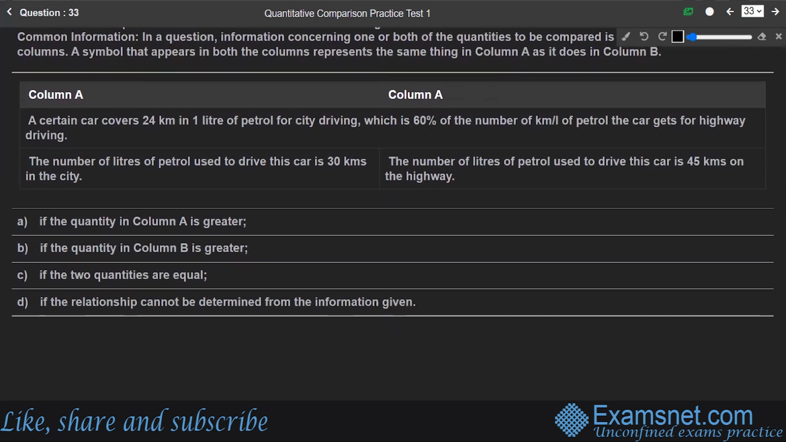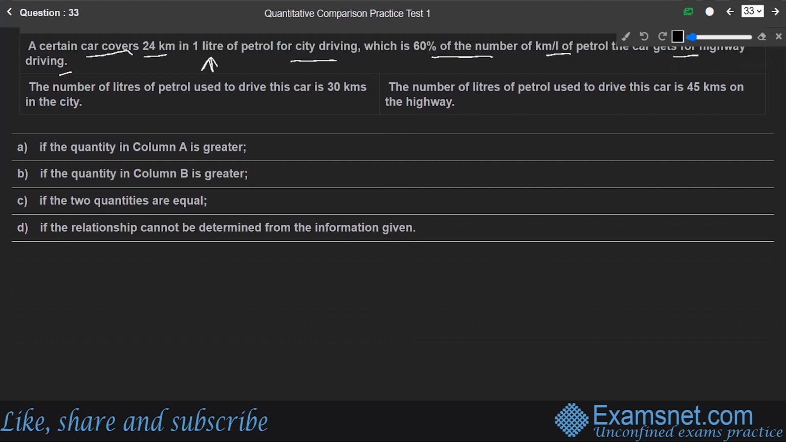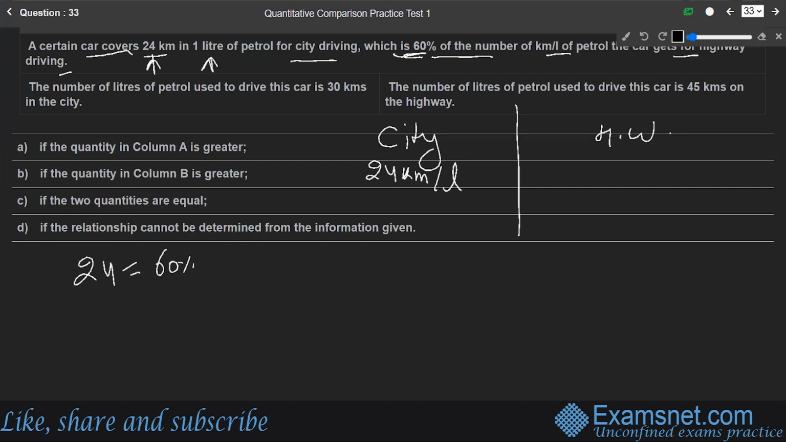Now, there is a common information provided. A certain car covers 24 kilometer in 1 liter of petrol for city driving, which is 60% of the number of kilometer per liter of petrol the car gets for highway driving. So the mileage has been compared in the common information provided. Let us compare the city mileage and highway mileage. City mileage is 24 kilometer per liter. In 1 liter it goes 24 kilometer. That is the city mileage. What is the highway mileage? He's saying 24 kilometer per liter is actually 60% of the highway mileage.